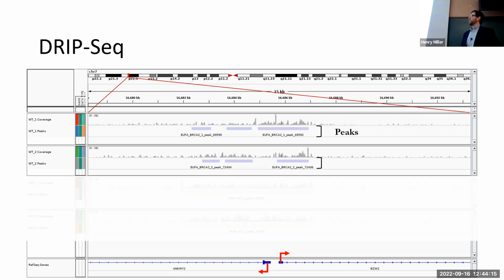And so whenever someone does an R loop mapping study, they typically make a claim about the number of R loops detected, and they're typically just counting the number of peaks that they called.